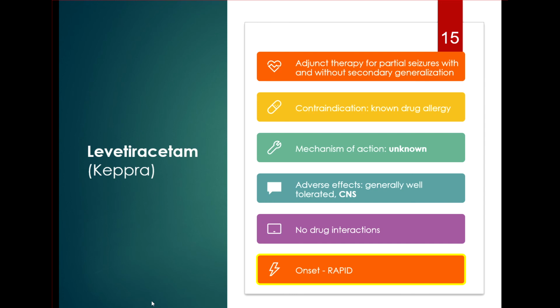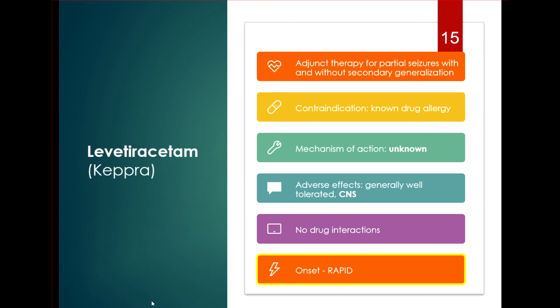The only contraindication here that you need to know is that if they're allergic to it, don't give it to them. We still don't know the mechanism of action of these drugs. And we know that it's better tolerated than the phenytoin and the carbamazepine. The CNS effects are still there, but they're not as bad. It's more that people tend to feel blunted, like they're sitting in a room with everybody talking in slow motion and they can't respond. It's that kind of a feeling.